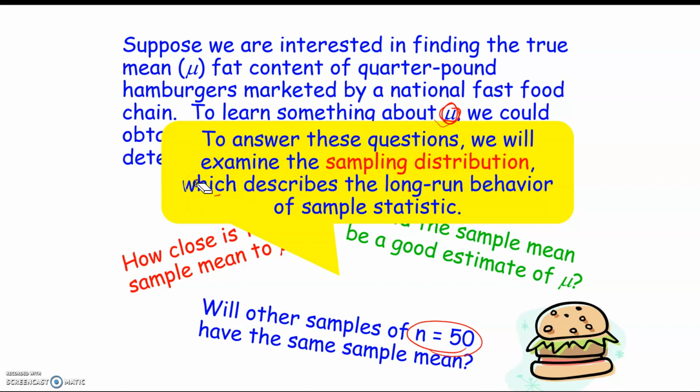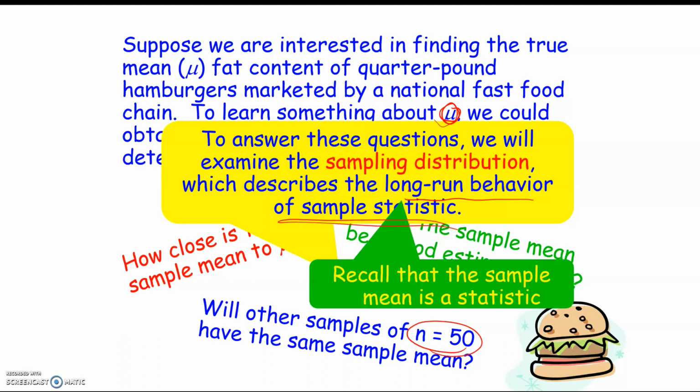We're going to examine the sampling distribution, which is the long run behavior of a sample statistic. So looking at the sampling distribution, remember, the sample mean is a statistic. So when I'm just taking from a group instead of from the whole population, that is your statistic. So part of your homework is determining between a population and a statistic. And a statistic is always when we take from the sample, and a population is always when we look at all.